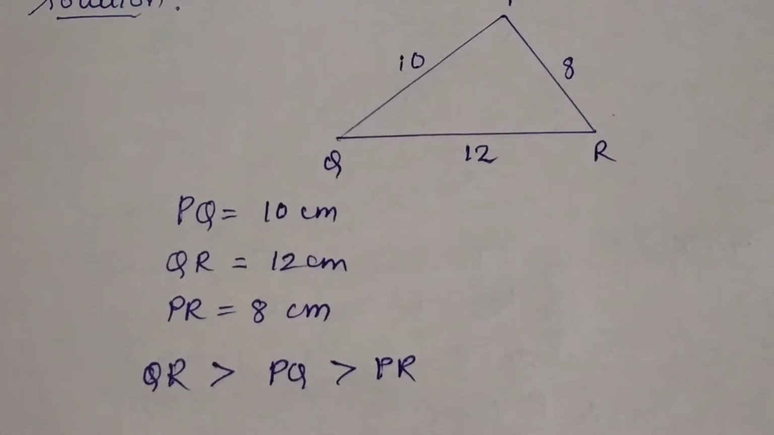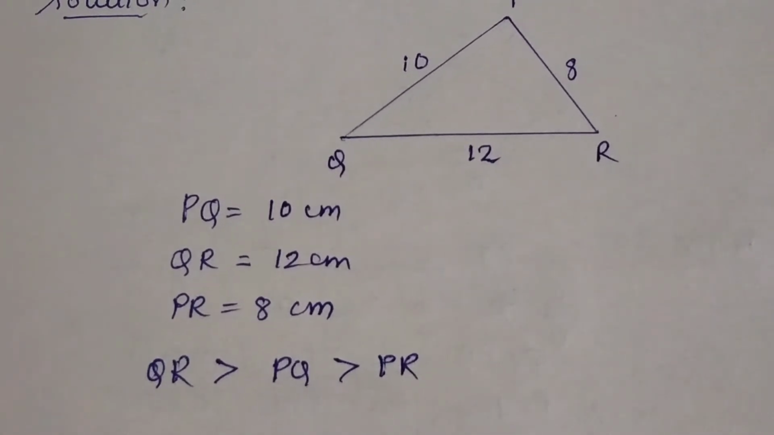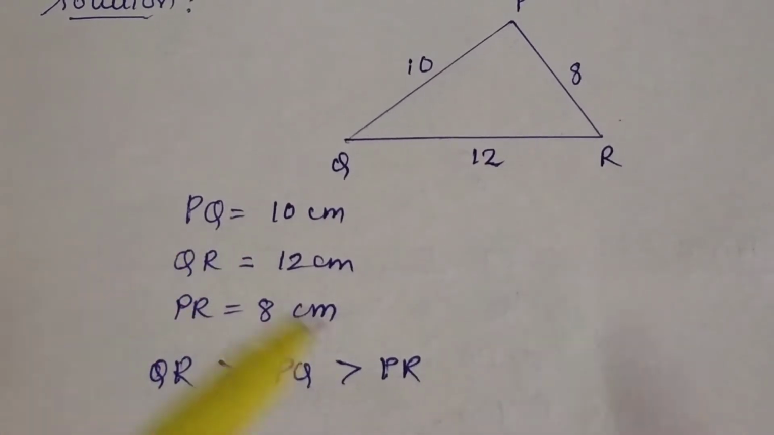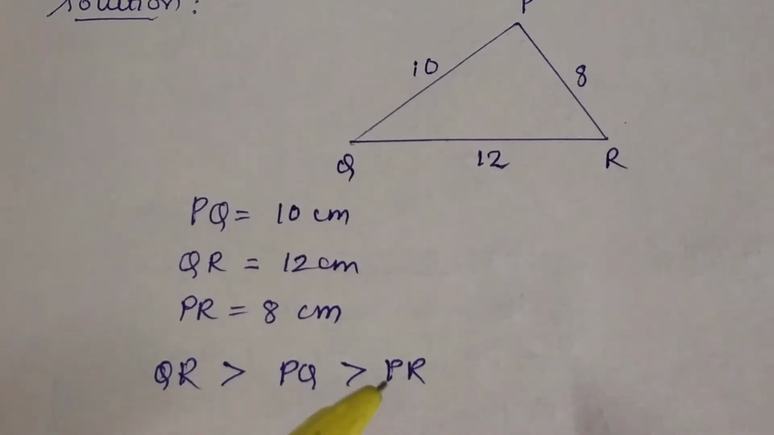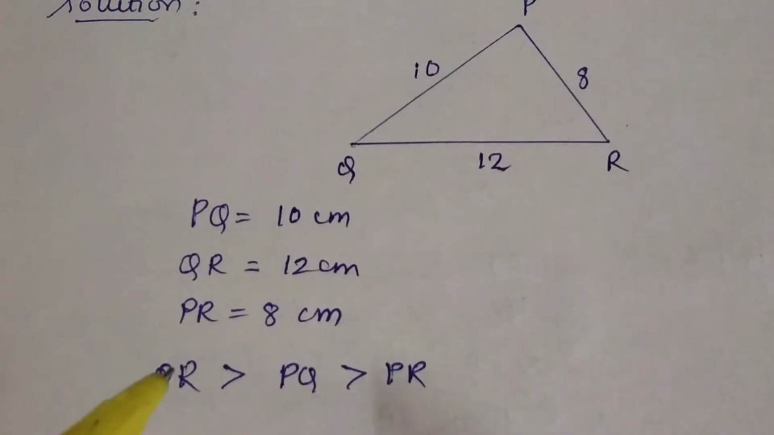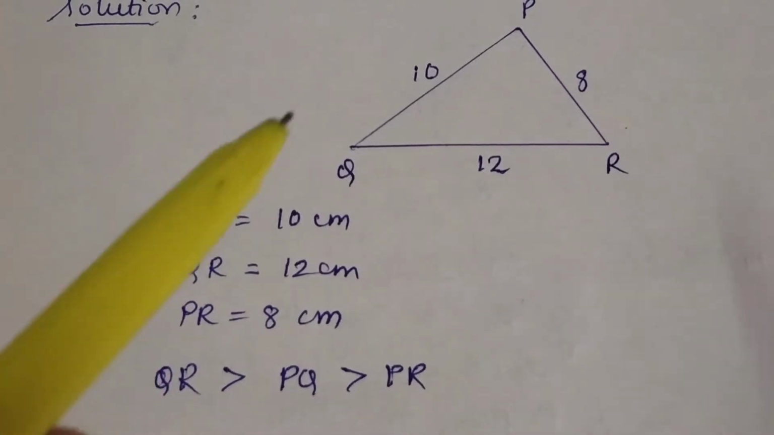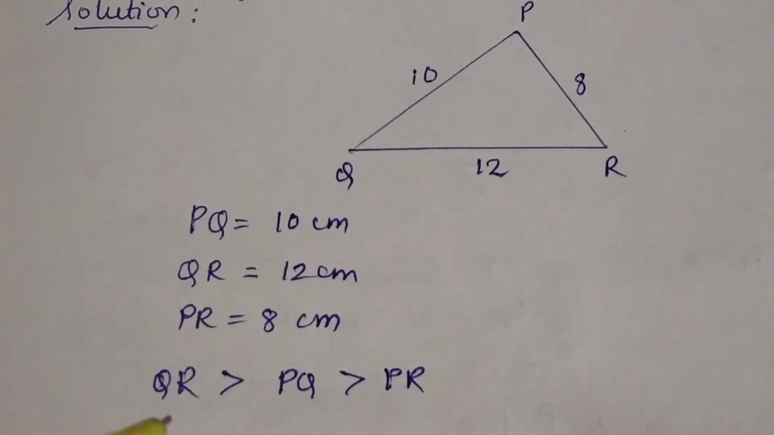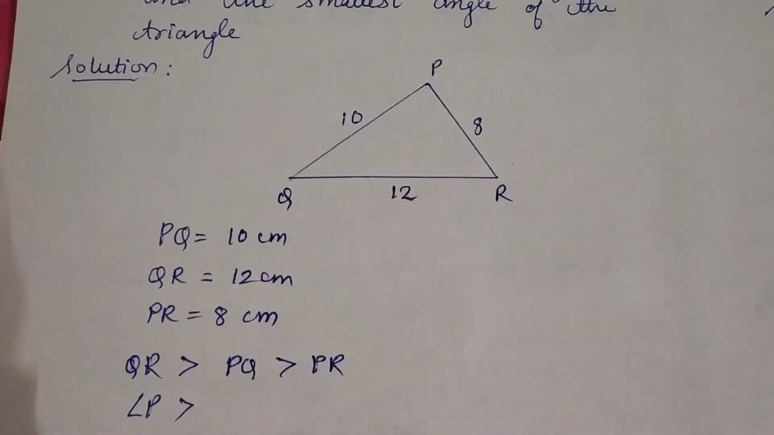Looking at the given information, I find that QR is the greatest. QR is 12 centimeter, so QR will be the greatest side. After 12 comes 10, so QR is greater than PQ, and then it is PR. Now we have to mention the angles also in a similar manner. If this is the biggest side, then the angle opposite to this side is going to be bigger. The angle opposite to QR is P, so below QR I'll write angle P. So angle P is greater than, let us see.